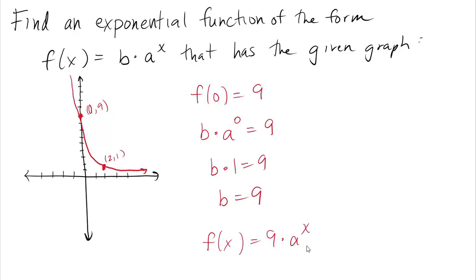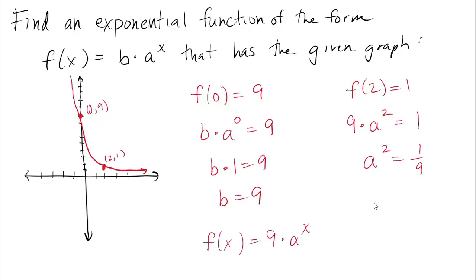But we still have to figure out what a is, and that's where the second point comes in. We know that f of 2 has to be equal to 1 because when x is 2, y is 1. Using our updated model, we set that equal to 1. If 9a squared is equal to 1, then a squared is equal to 1/9, dividing both sides by 9.